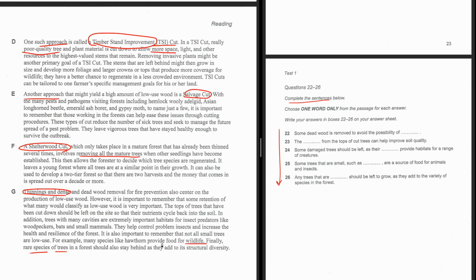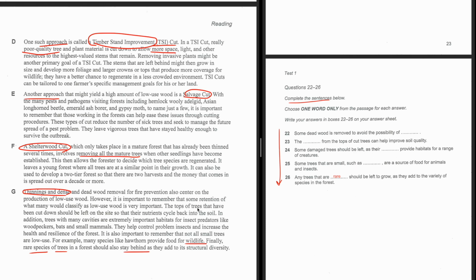Yeah, they provide food for wildlife. For wildlife means variety of species. Should also stay behind. Stay behind means let them grow. We should not kill them. So the trees that are what? The trees that are rare. We have that adjective. Rare. Should be left.